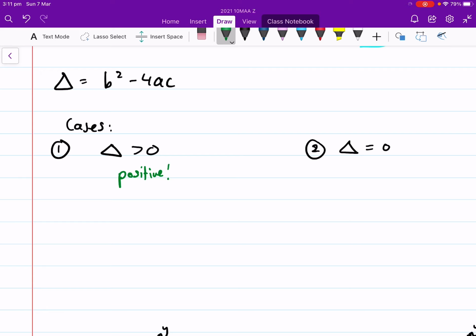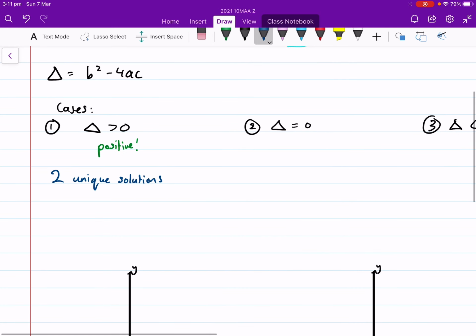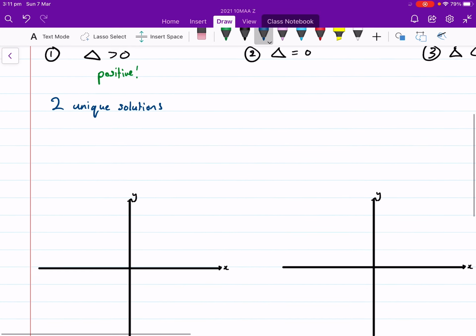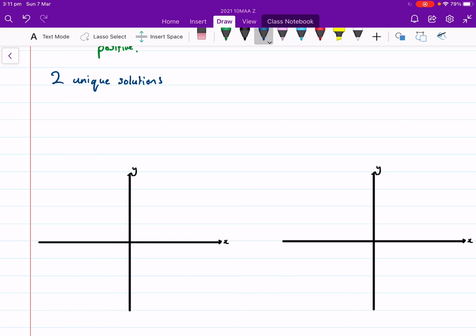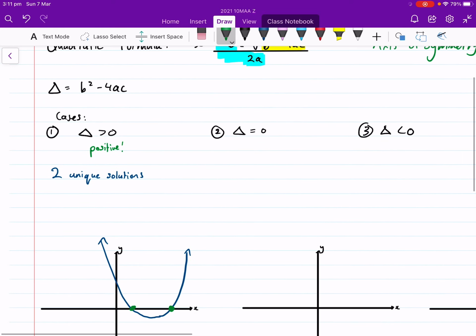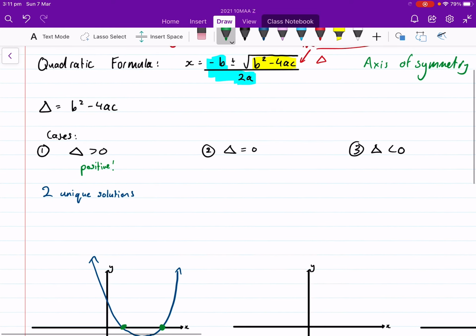Okay, so when the discriminant is greater than 0, so that's when my answer is positive, I'm actually going to get two unique solutions. So that means I have two distinct x-intercepts. That could look something like this on the graph. I'm going to have a point here and a point here. Now, they're not the same. They're clearly different points.